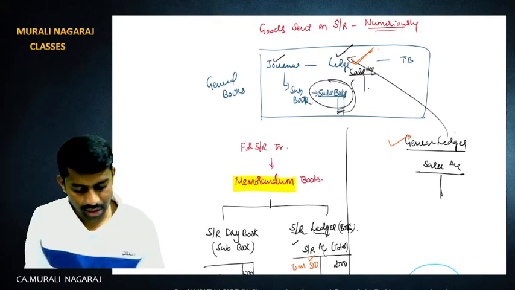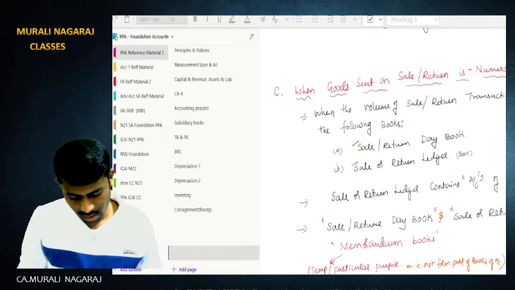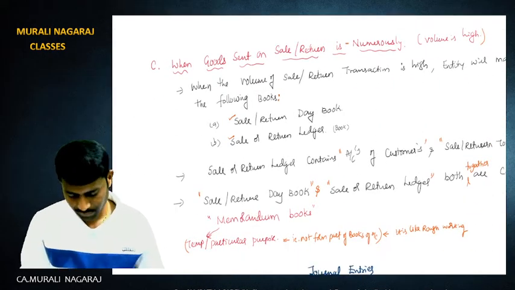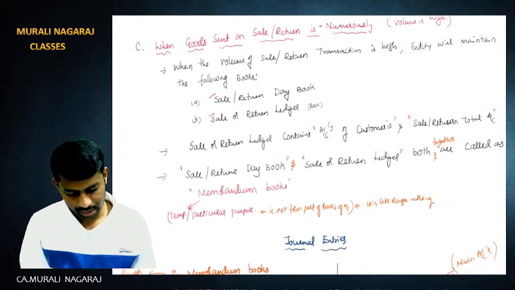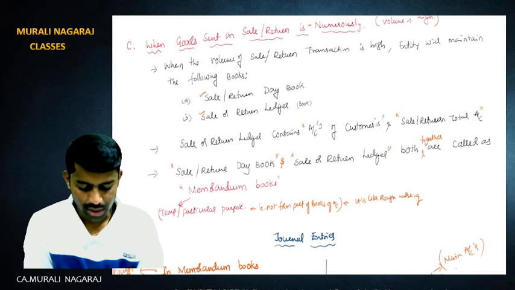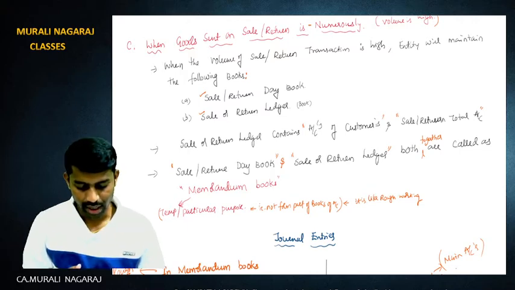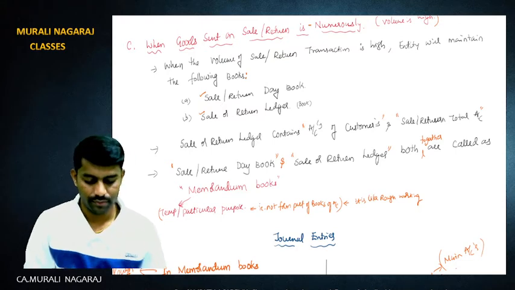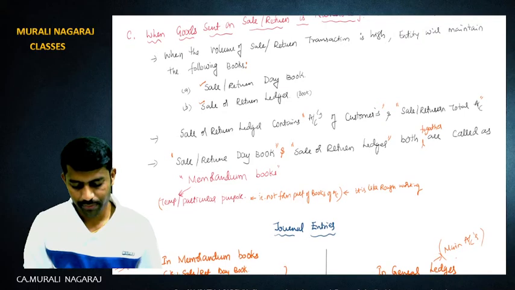So now let's go for taking the notes and journal entry. Take down: when goods sent on sale or return is, hyphen, numerously, within bracket, volume is high. Under that, first point.